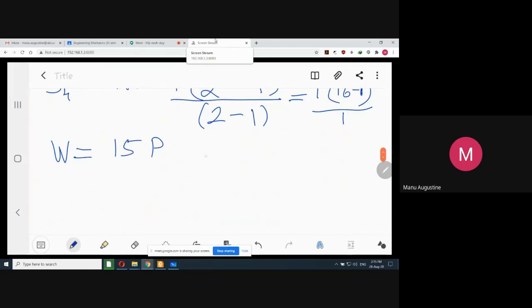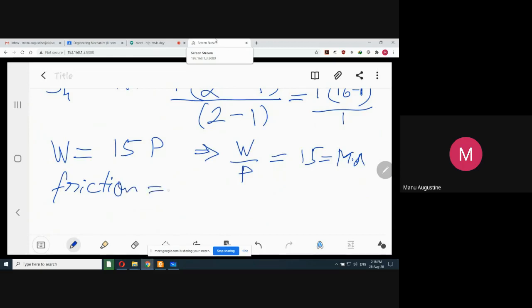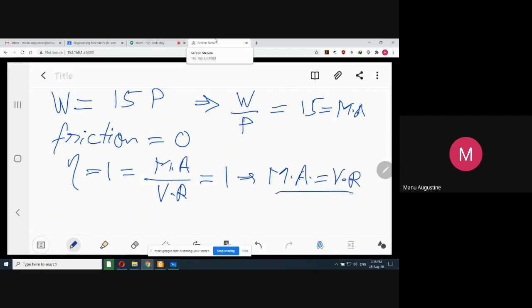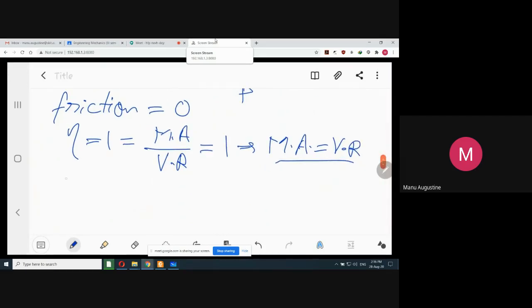Now I have everything that I need to construct my velocity ratio. I will simply say W by P is equal to 15. What is W by P? This is mechanical advantage. And if I assume friction to be 0, then I can say that efficiency is 1, and in that case mechanical advantage upon velocity ratio, which is efficiency, is 1, which again indicates that mechanical advantage can be taken equal to velocity ratio when there is no friction. So my mechanical advantage is 15, so my velocity ratio is also 15.